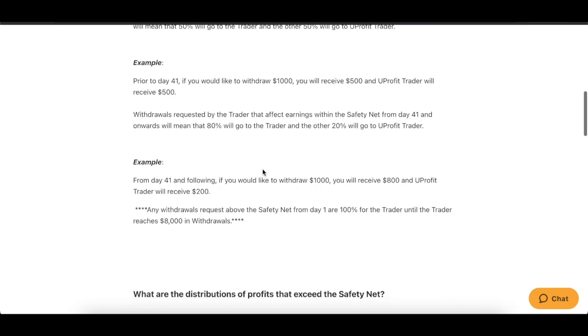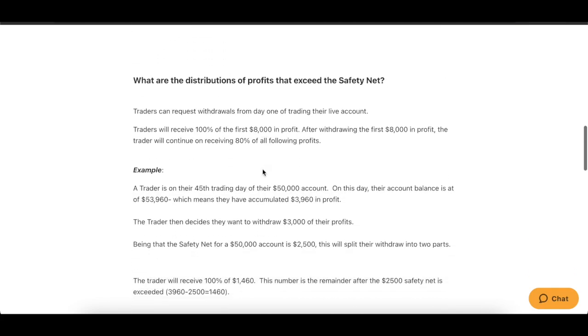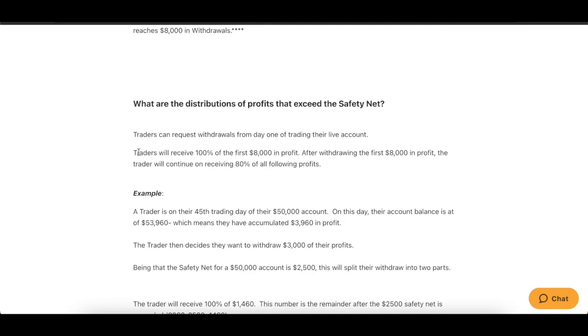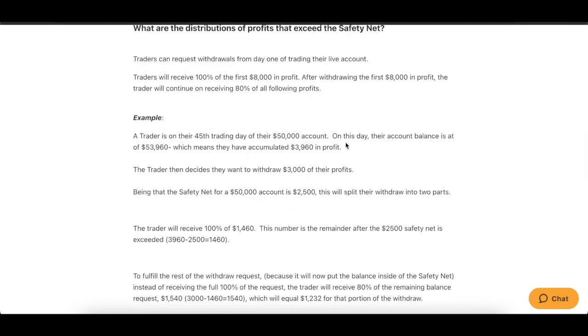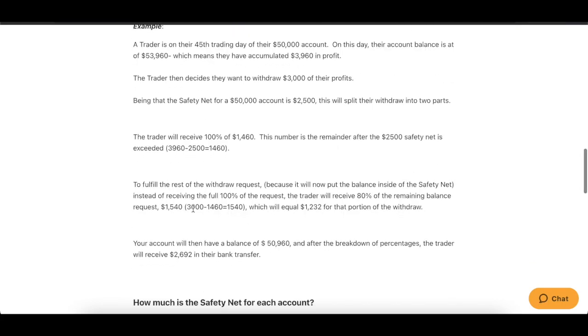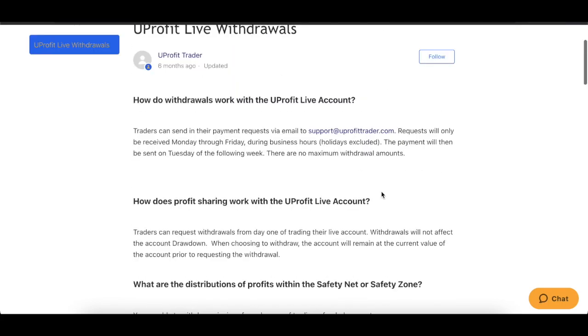One thing I didn't even look at, I want to see. So you get 100% of your first 8,000. Pretty similar to the other programs. I think with some of them it's the first 9,000. No, maybe it's 8,000. Again, similar situations. So you can read the example because it has to do with all the safety net, and you get 100% of the first 8,000, but it's a 50-50 in the first 41 days. I don't want to get into all the math. You can figure it out here. They have a nice little calculation for you to figure out.